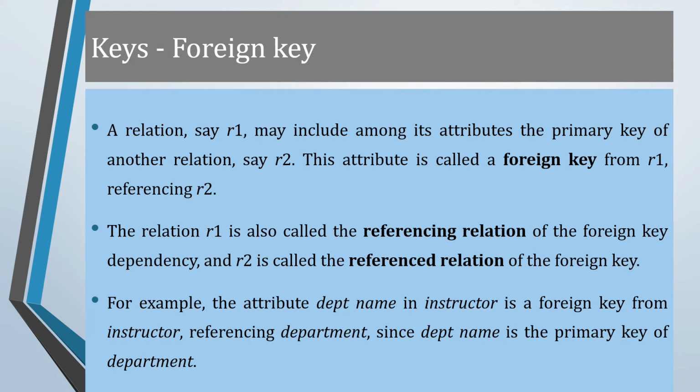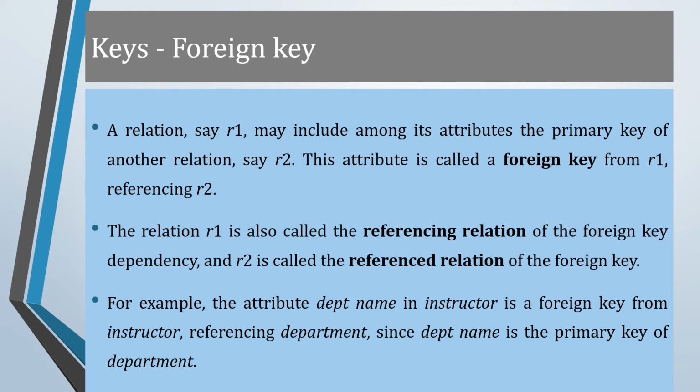And this attribute is called the foreign key from R1, which refers to R2. That is, in the relation R1, among the set of attributes, one of the attributes is the primary key of R2. So this attribute can be called a foreign key in R1, which is the primary key of R2. So this foreign key from R1 is actually referencing R2. So R1 can be called the referencing relation and R2 can be called the referenced relation.